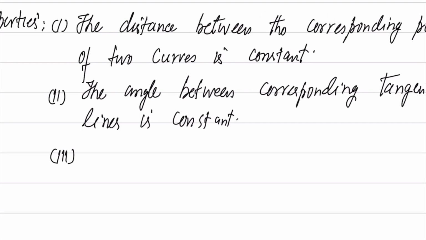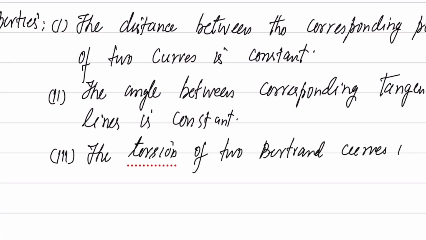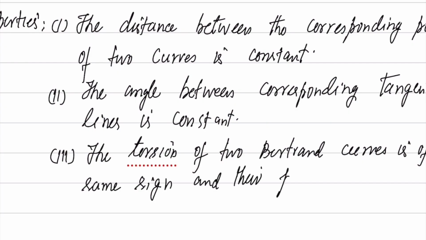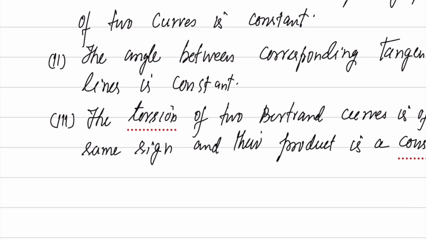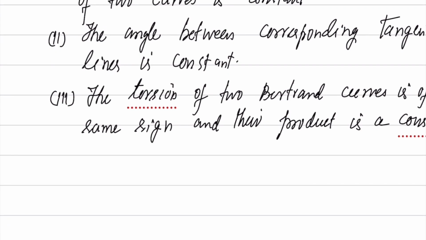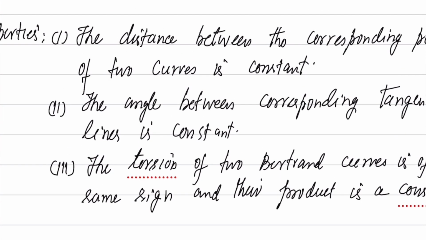The third one: the torsion of two Bertrand curves is of the same sign. That means either the torsion is positive for both of them, or the torsion is negative for both of them, and the product of the torsions of two Bertrand curves is constant. So these are certain properties of the Bertrand curves. With this we conclude the topics related to the curves that may be asked in the entrance examinations.